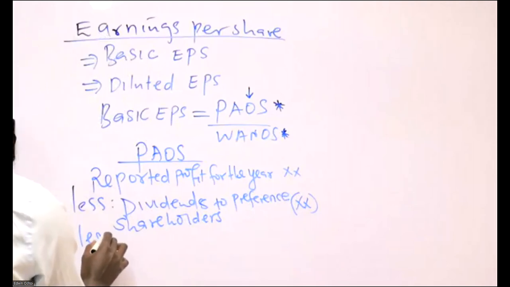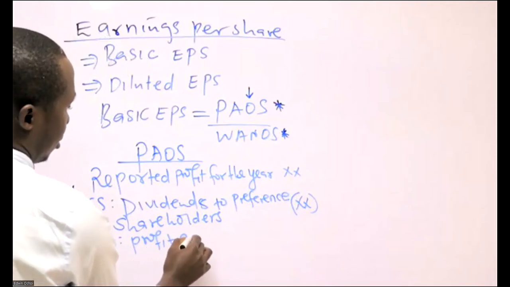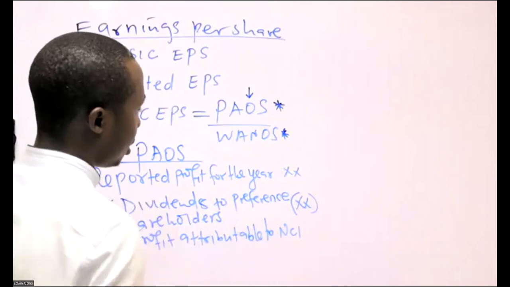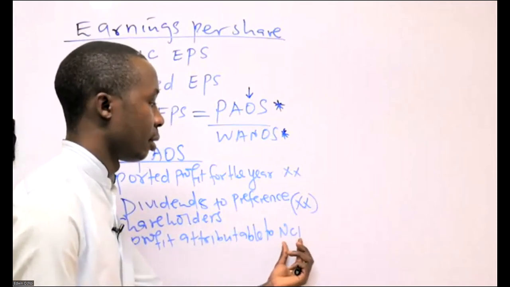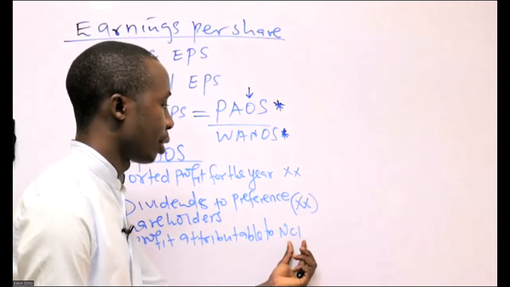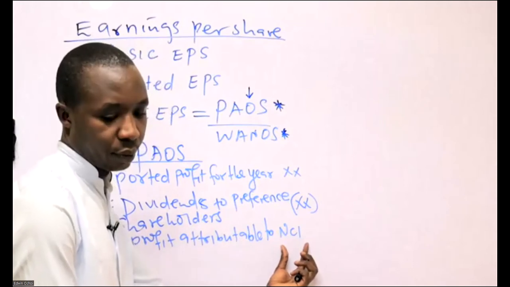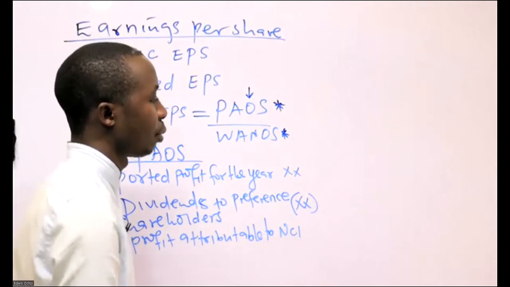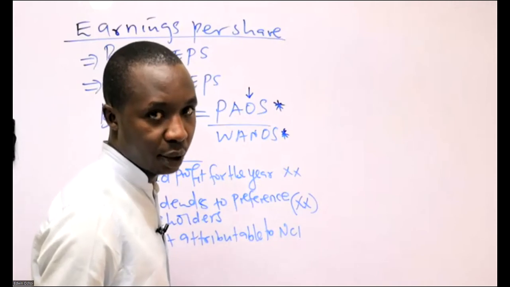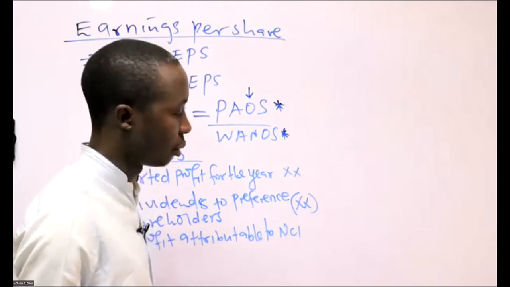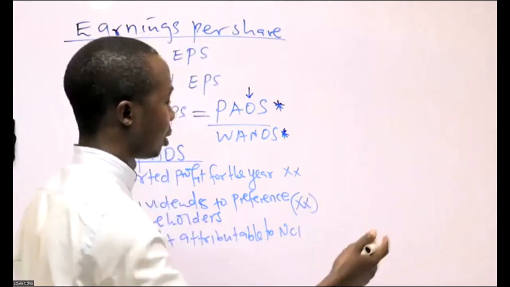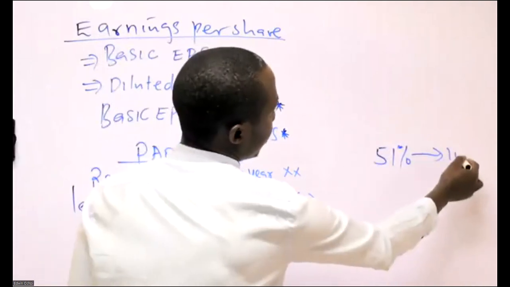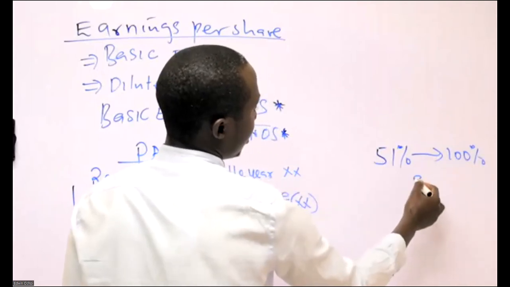Then again, we deduct the profit attributable to NCI. NCI means the non-controlling interest. This is the minority shareholders in a company. Let's say when I talk about group accounting, you will be told a parent acquired a subsidiary, let's say up to 80%. I understand you know what a subsidiary is; you did financial reporting, intermediate level. So when the parent acquires another company for a percentage exceeding 51%, that is, a percentage between 51 to 100, let's say 80%.